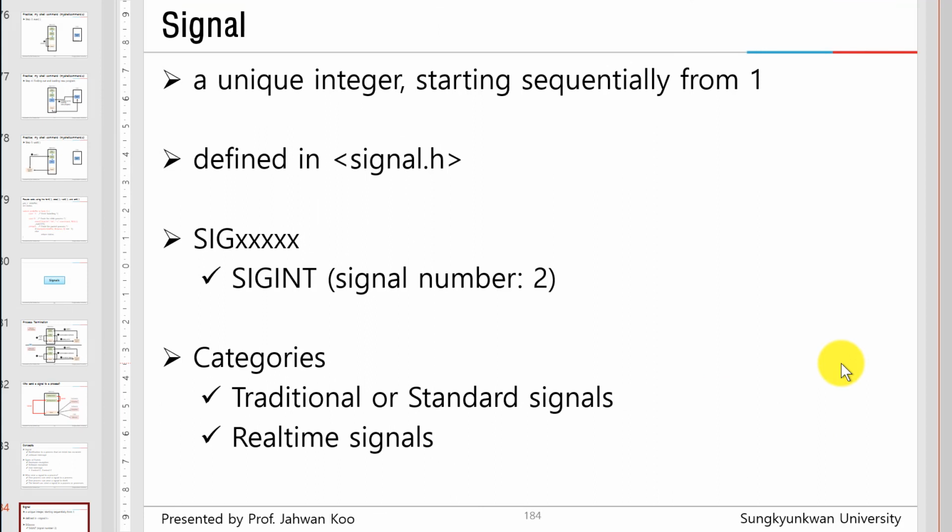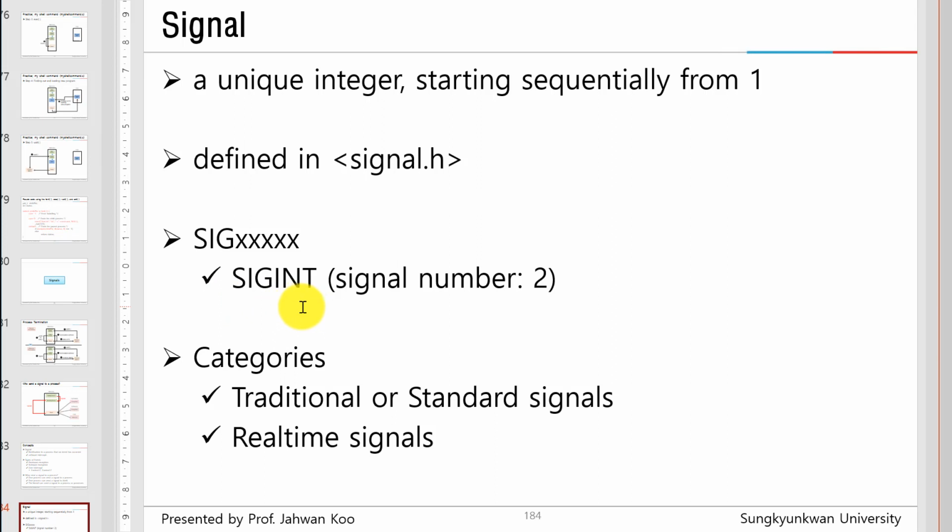A signal is a unique integer starting from signal number 1. It is defined in the signal header file. SIGXXXXXX is the format of a signal name. For example, like SIGINT, it starts with SIG, and SIGINT is the signal's symbolic name.